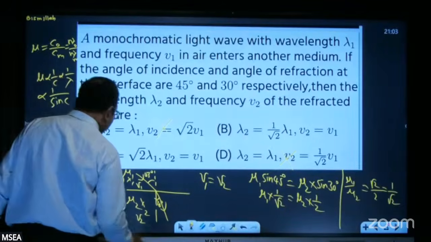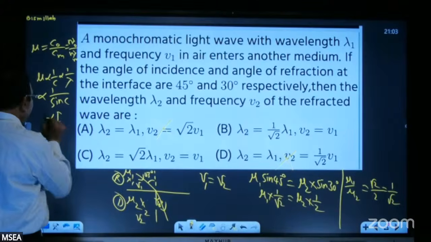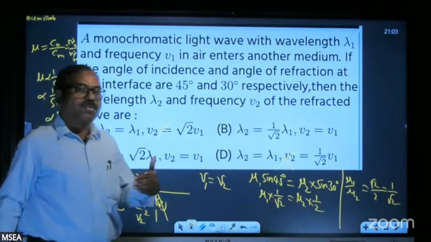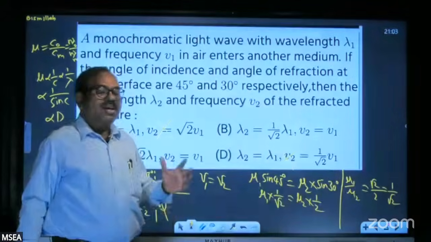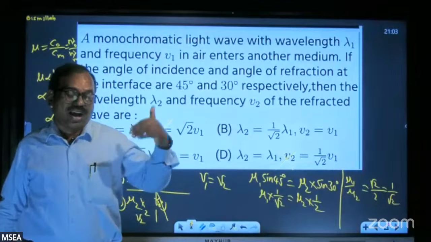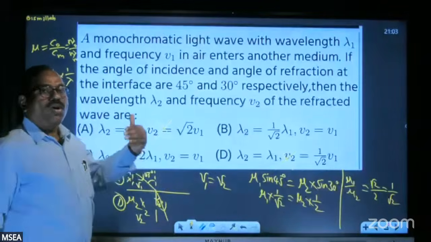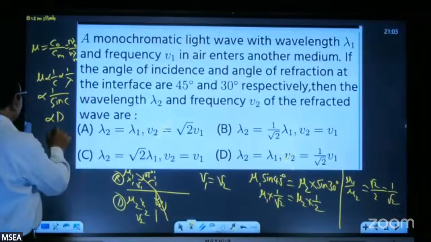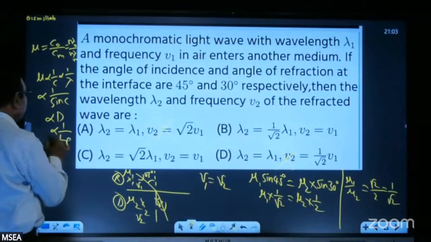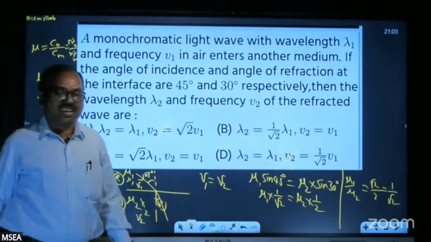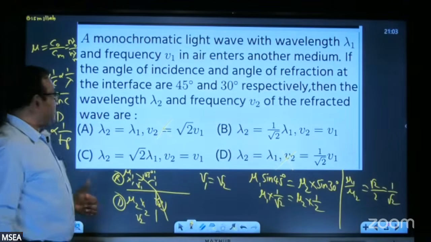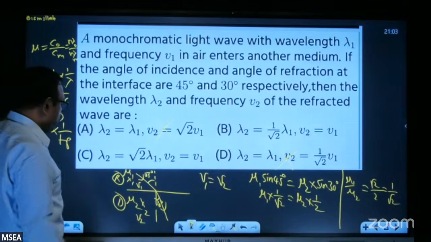Mu is also proportional to density. As density is more, refractive index is more. That's why diamond has a high density compared to air or vacuum. And mu is proportional to 1 by temperature: as temperature increases, density decreases, so the refractive index slightly decreases. These things you have to remember.